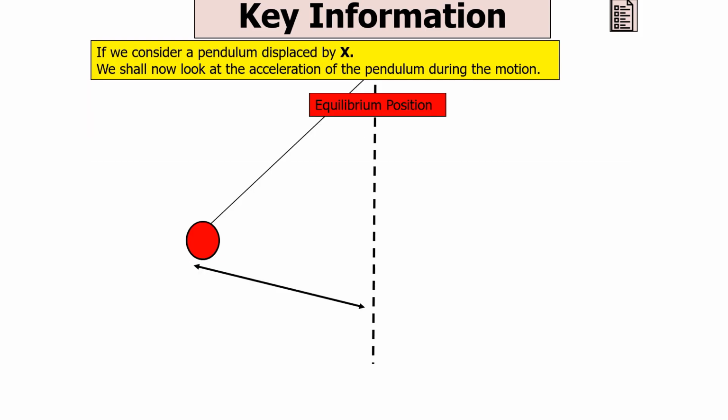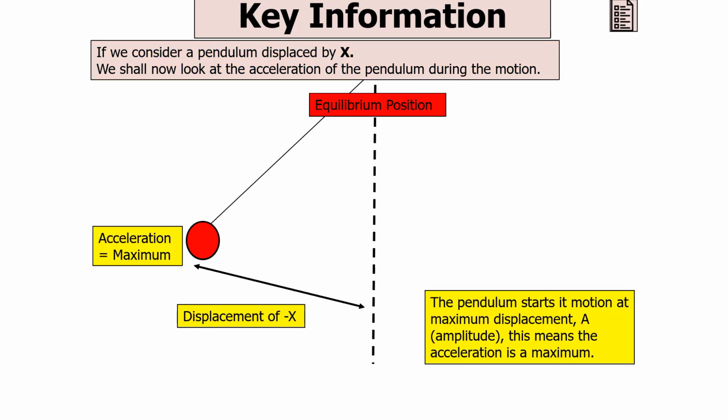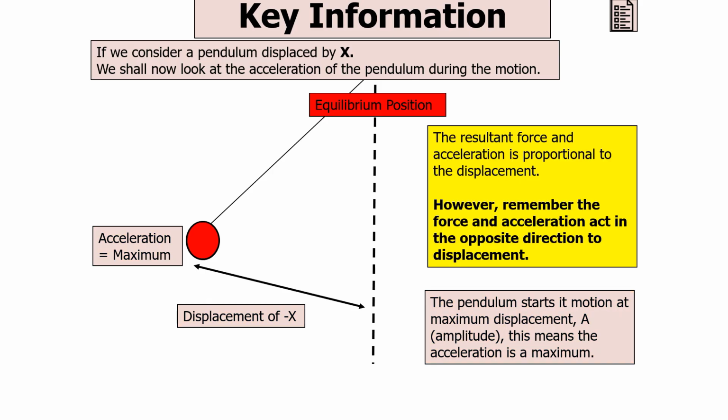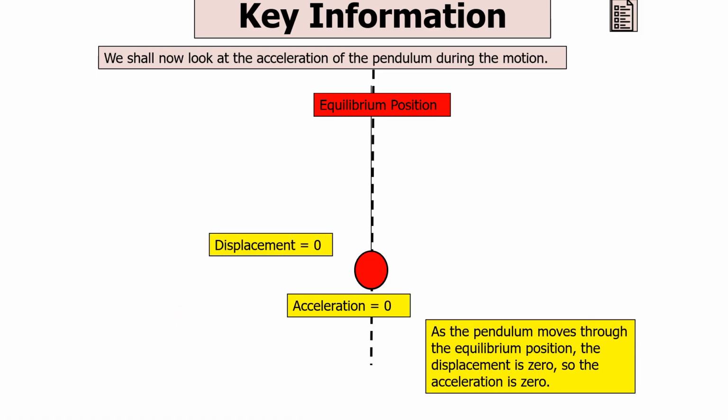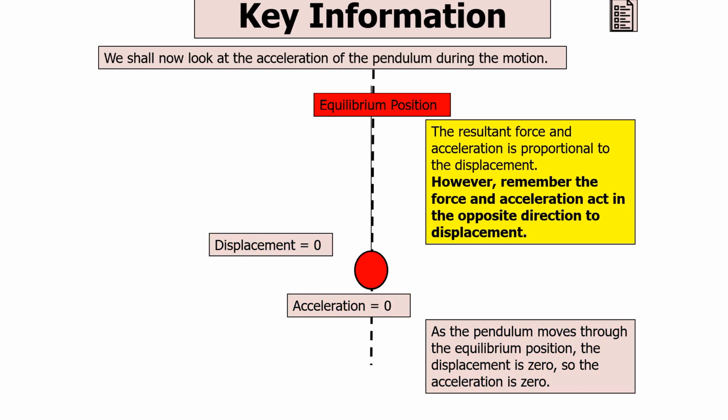Now if we consider again a pendulum displaced by x, we can look at the acceleration of the pendulum during this motion. If we have a displacement of negative x, the acceleration is at a maximum, because the resultant force and acceleration are proportional to the displacement. However, remember, the force and the acceleration act in the opposite direction to the displacement. When the pendulum bob hits the equilibrium position, we know its displacement is 0 and its acceleration is also 0, because, as we said before, the resultant force and acceleration are proportional to the displacement.